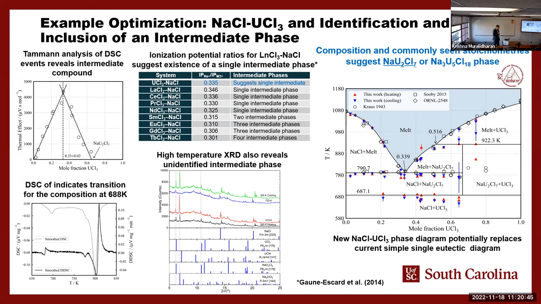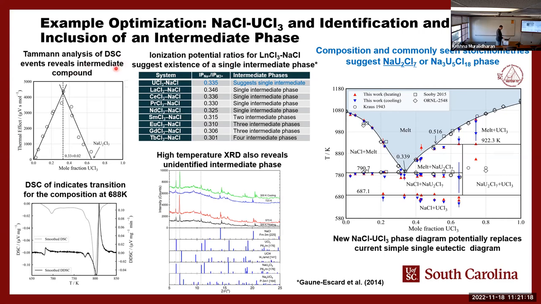So here's an example of an optimization. Optimization is take all the information you can find and develop models for the phases that reproduce those values. And then you know you got it right. So sodium chloride, uranium trichloride, we call that a pseudo-binary system. We needed to understand that well. It's one of the base systems.